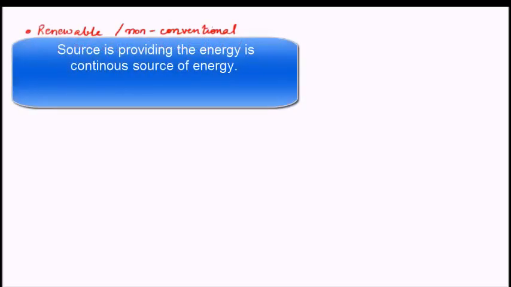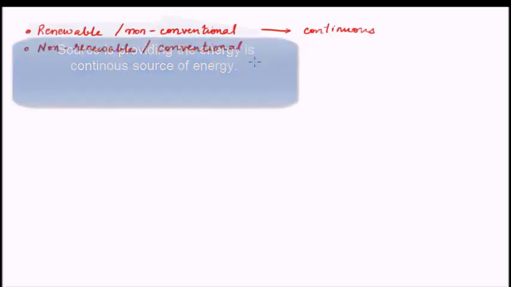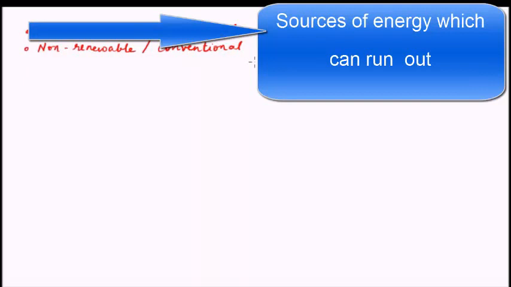What do we mean by renewable or non-conventional source of energy? What it means is that the source which is providing the energy is a constant source of energy. That is, the source is always present and is continuously replenished. It will not be exhausted. It is a continuous source of energy. Non-renewable, on the other hand, refers to the sources of energy which can run out.